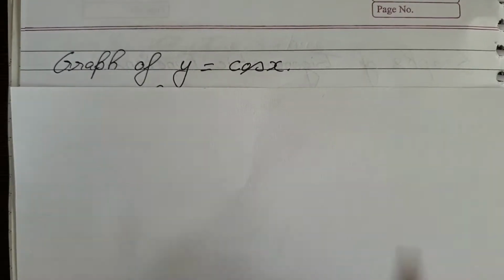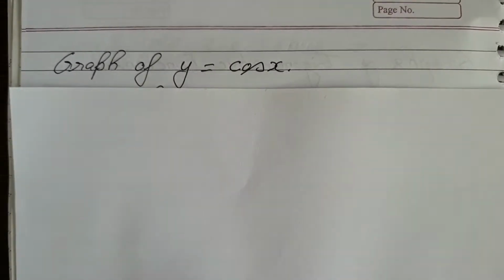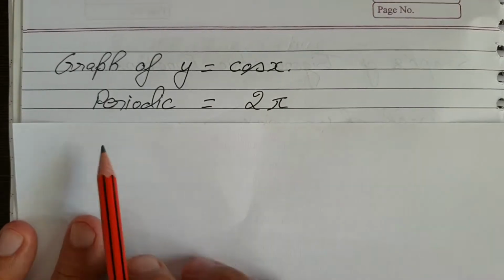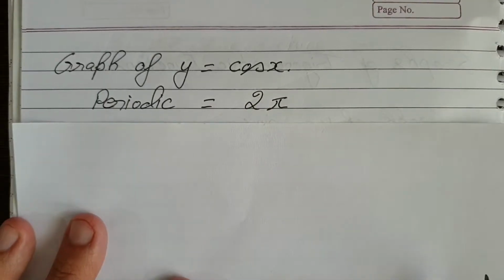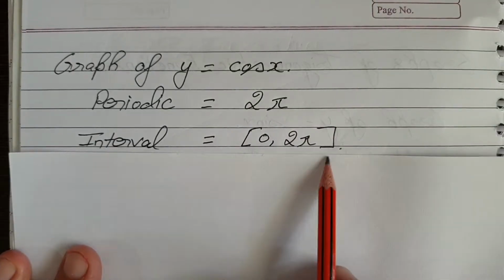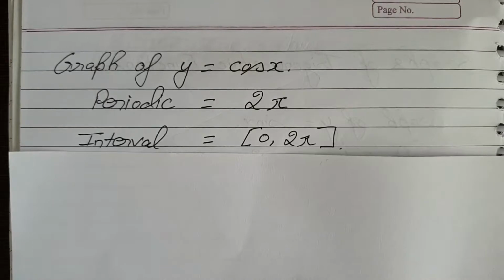Now, the graph of y equal to cos x. We know that cos x is periodic with period 2 pi. So we can draw the graph of cos x in the interval 0 to 2 pi. We can then extend it easily by repeating it over the intervals of length 2 pi.